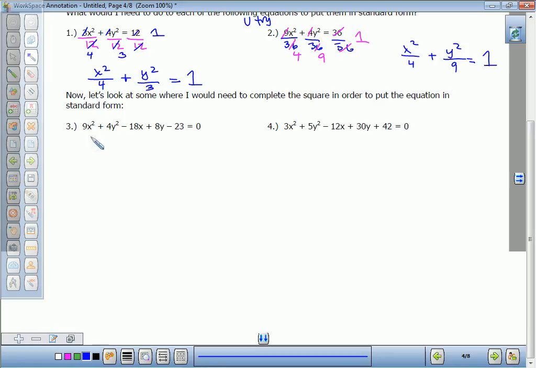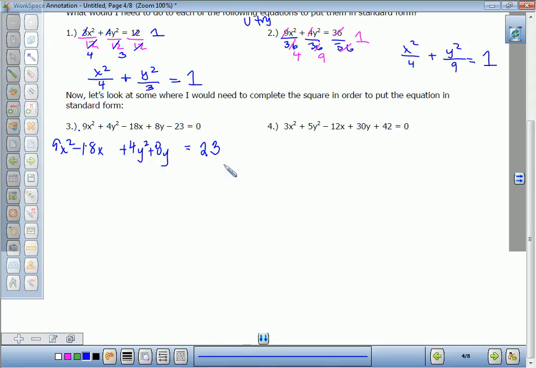Okay, now I can tell this equation represents an ellipse, but there's no way I could graph it right now because it's not in the right form. I know it is an ellipse because the x is squared and the y is squared, it's a sum, and they have different coefficients. But it's not in the right form, and you're right, we must complete the square. So to complete the square, our steps were to group the x's, group the y's, and move the constant to the other side.